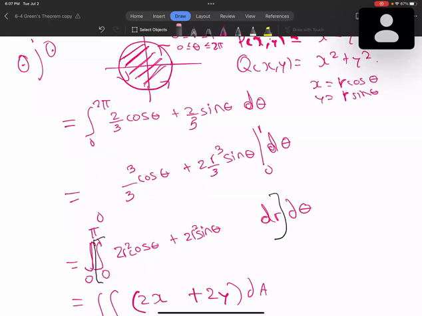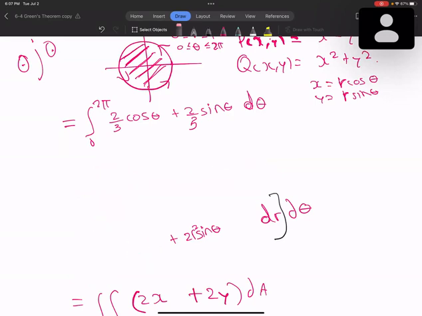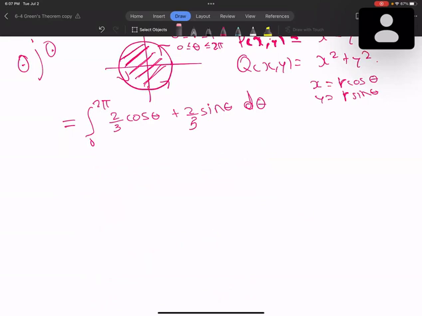So I get 2/3. The antiderivative of cosine theta is sine theta, plus 2/3 the antiderivative of sine theta is minus cosine theta, between 0 and 2 pi. Sorry, I think I made a mistake there. Let me check. The derivative of cosine is minus sine, so the antiderivative of sine is minus cosine, yeah, minus. And the first one is just plus, right?